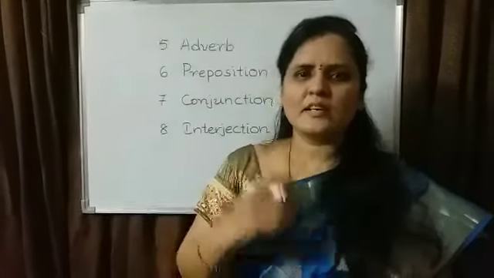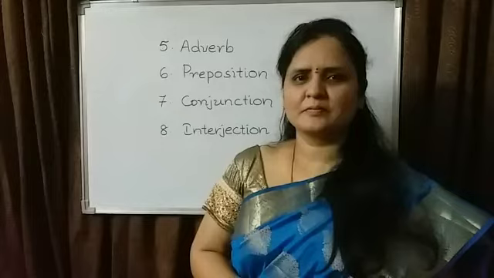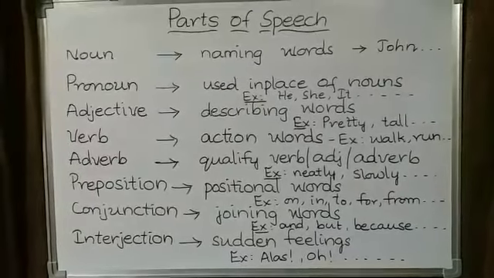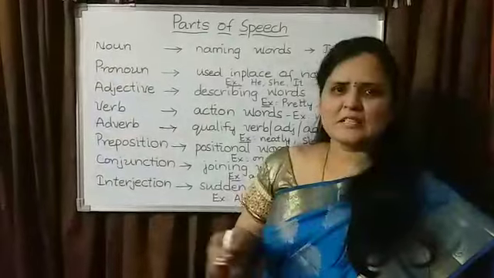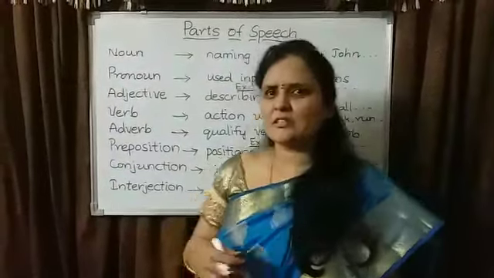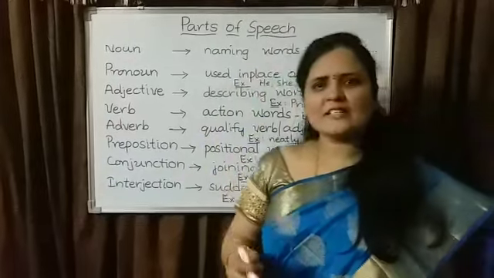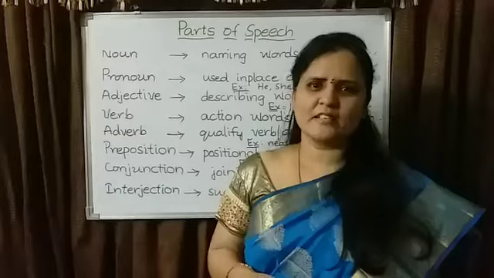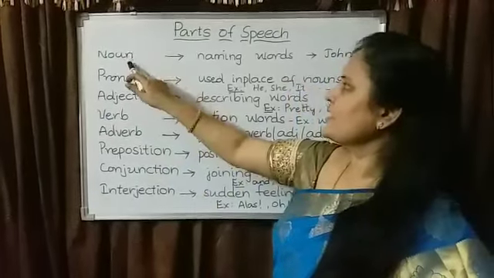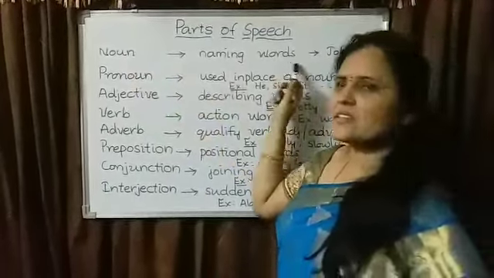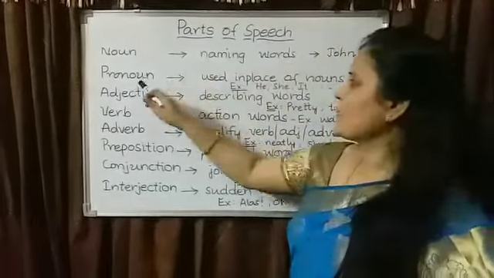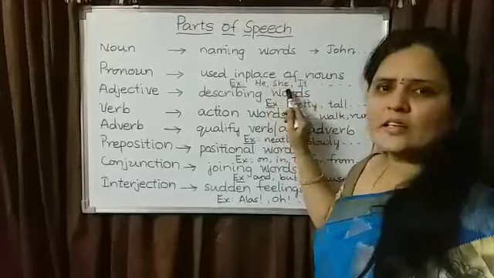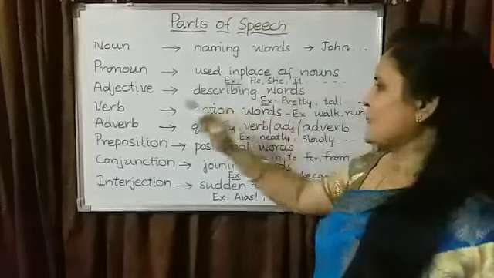Now let's recall parts of speech. Words are divided into different parts as per the work they do in a sentence. Now, the first one, noun. Nouns are naming words. Example, jam. Pronoun used in place of nouns. Example, he, she, it, etc.